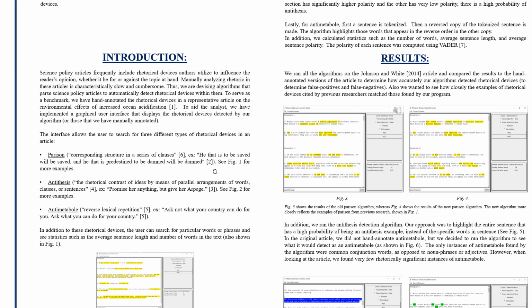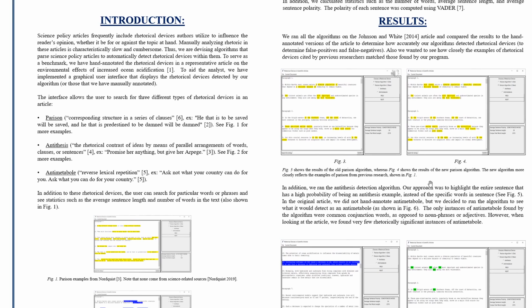So parison is known as the corresponding structure in a series of clauses. For instance, he that is to be saved will be saved, and he that is predestined to be damned will be damned. To be saved will be saved, to be damned will be damned. The same parts of speech on both sides, and it's very common, so it's a parison example.